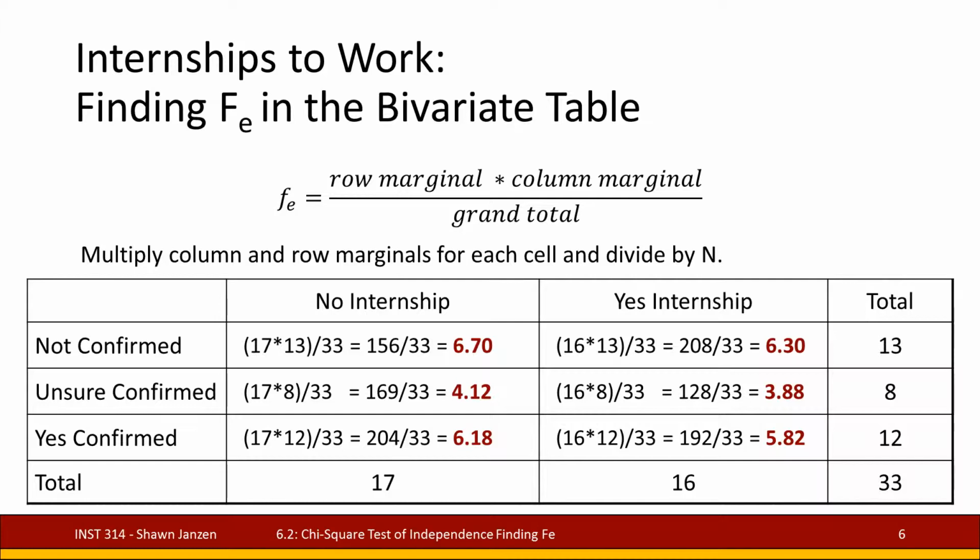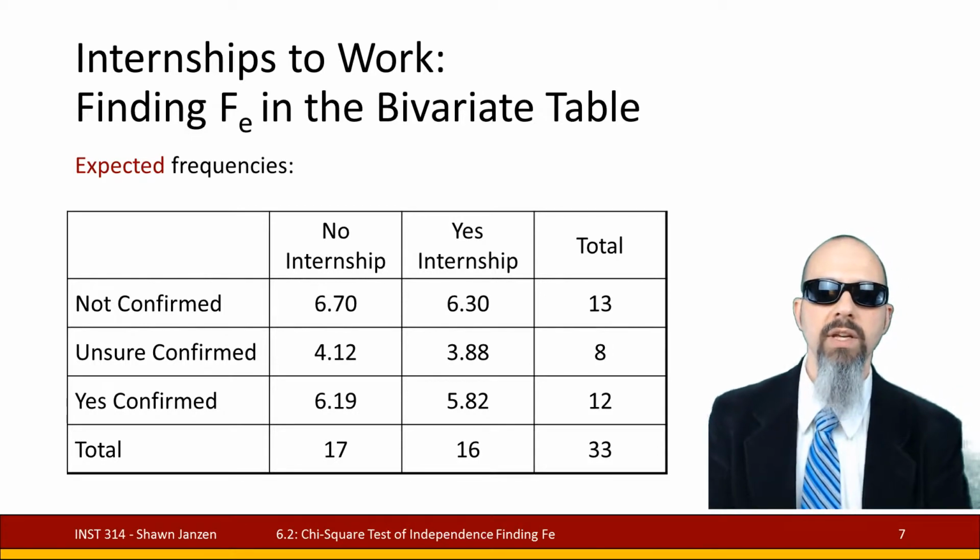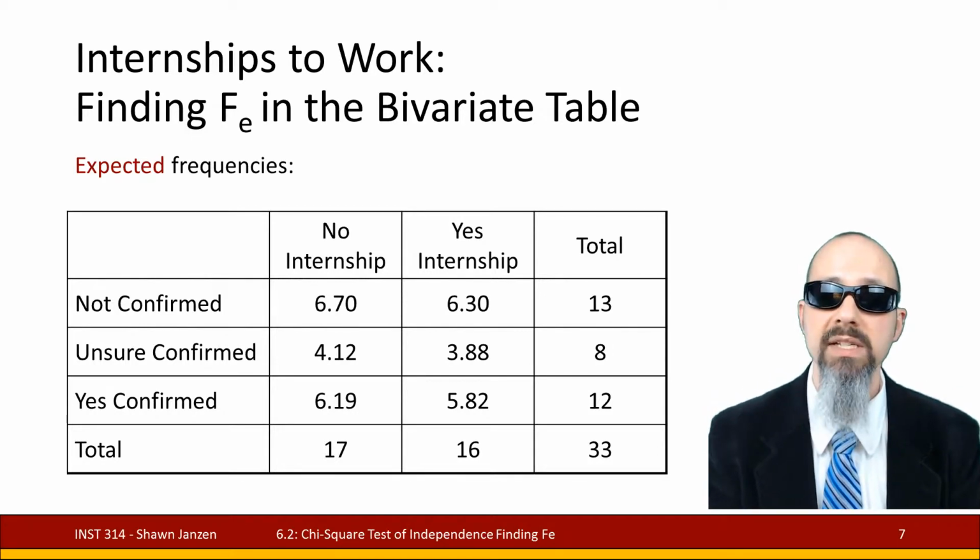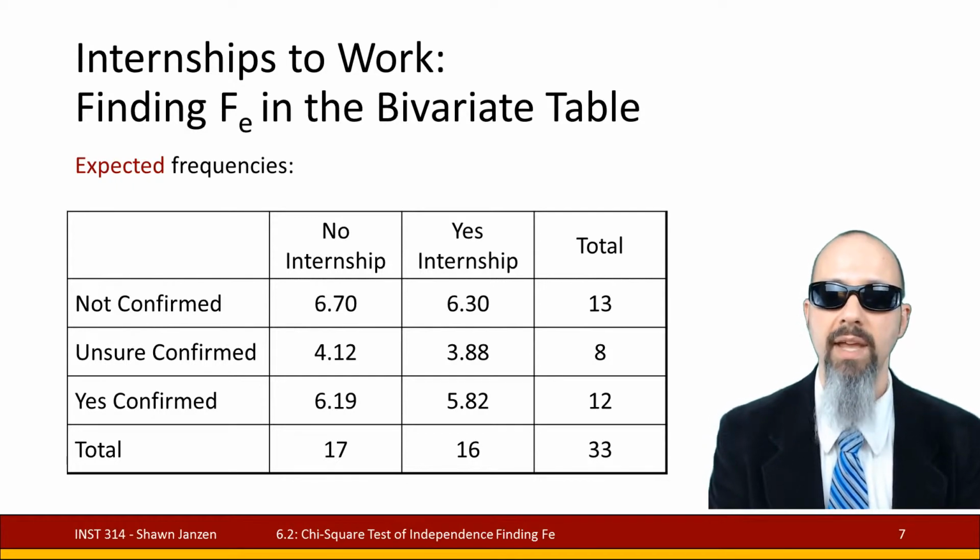Looking over to the right, students who did have an internship and said they don't want to work in that particular industry or company anymore had a column marginal of 16 and a row marginal of 13, multiplied gives a value of 208, divided by the grand total of 33 gives us a frequency expected of 6.3. We repeat this process for each of the 6 values in the table. So we get expected values of 4.12, 3.88, 6.18, and 5.82 respectively. Once we have those, we can show the frequencies expected against the totals that we had before.